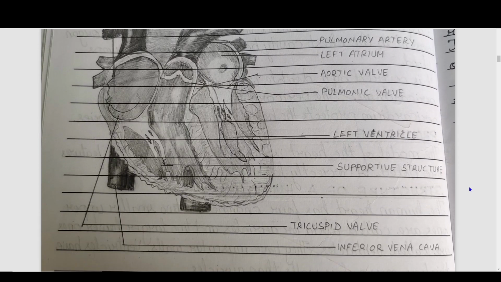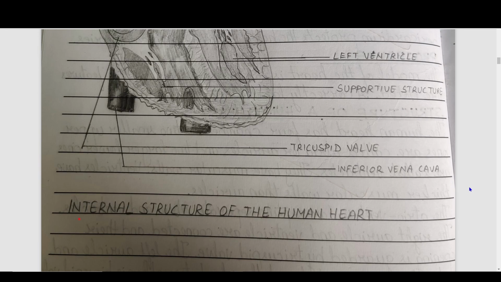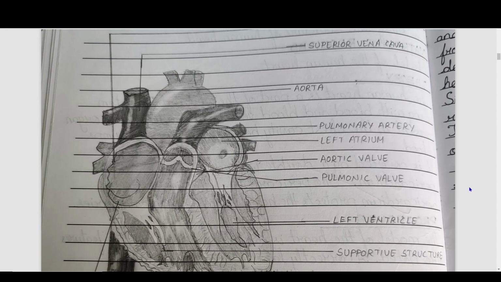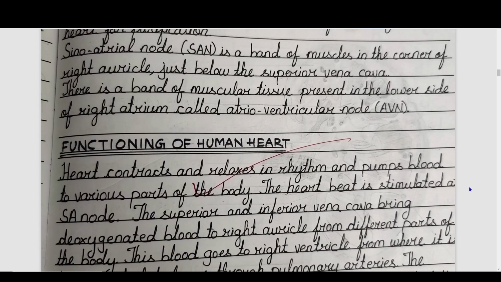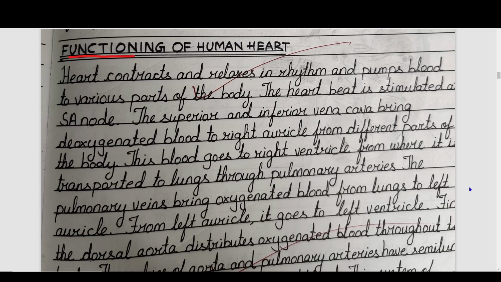This diagram shows the internal structure of human heart. So auricles, ventricles, then it shows the tricuspid valve, here the bicuspid valve. This is pulmonary semilunar valve and this is aortic semilunar valve. Then function of human heart, about the rhythmic contraction and relaxation of the heart muscles.